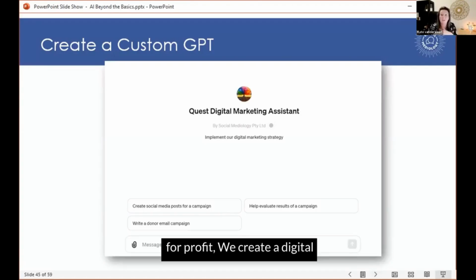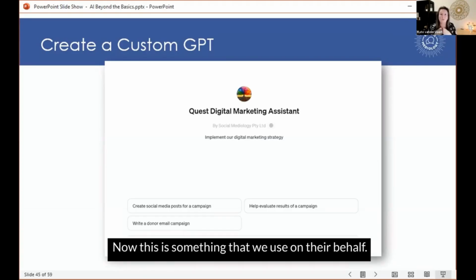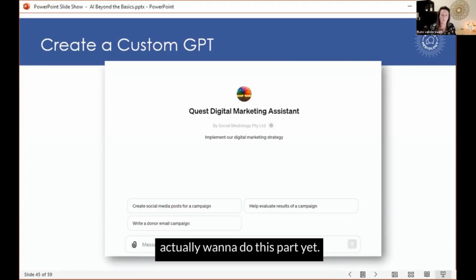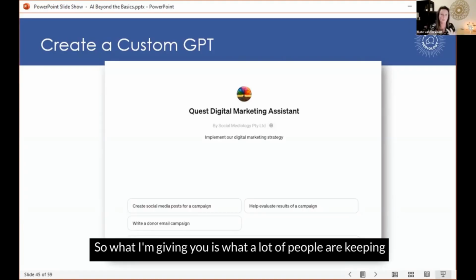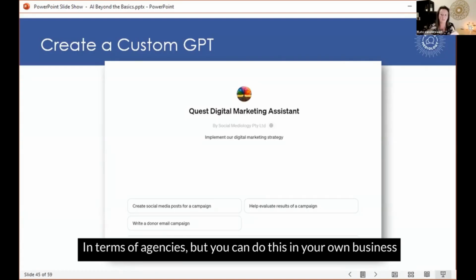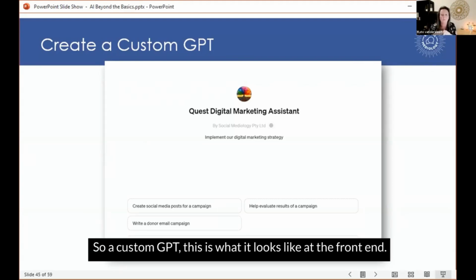We create a digital marketing assistant for all of our clients. Now, this is something that we use on their behalf. Some of them, we hand it over to them, but most people don't actually want to do this part yet. So what I'm giving you is what a lot of people are keeping behind closed doors in terms of agencies, but you can do this in your own business on the $20 a month plan.